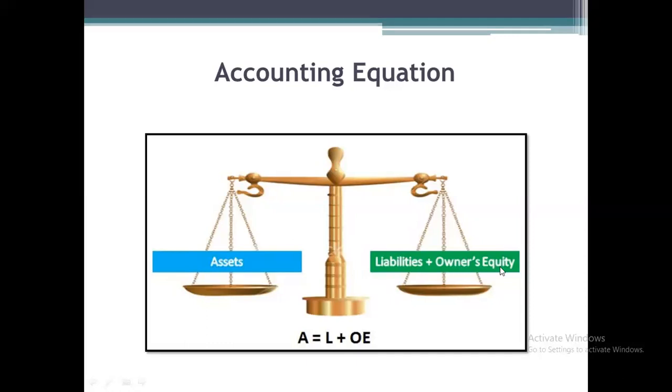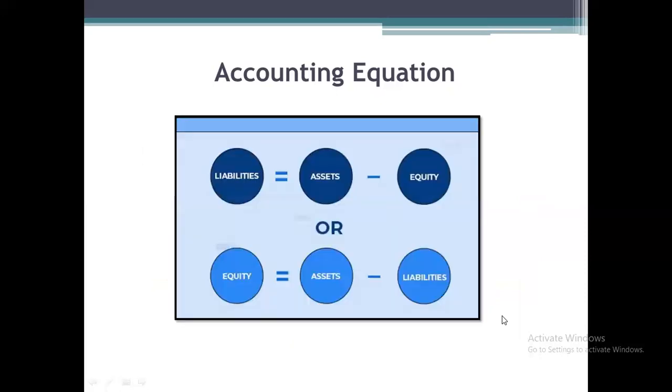This is called owner's equity. This is called the normal equity. This is also called capital. It can be used in different terms and words. These are the various combinations, two combinations rather.